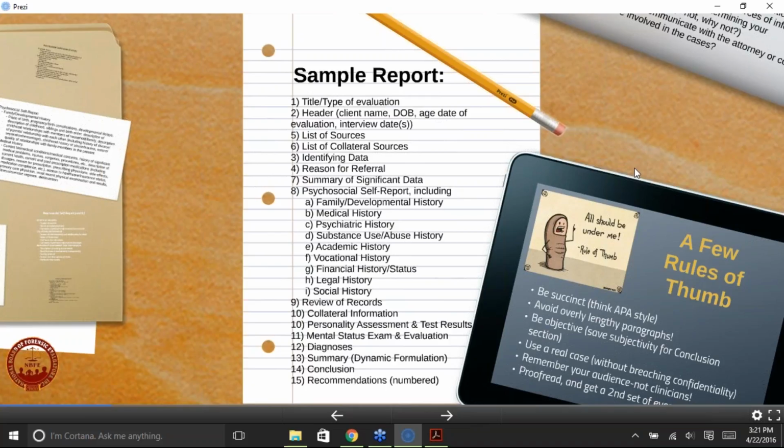Somebody who's not a guardian ad litem, but who has been either appointed by the court to evaluate a client or has been hired by an attorney to evaluate a client, and that report may be used in court.